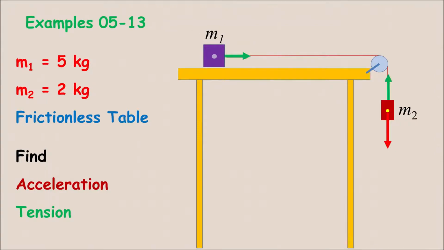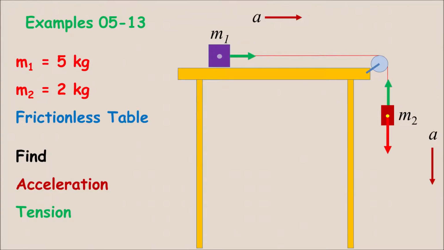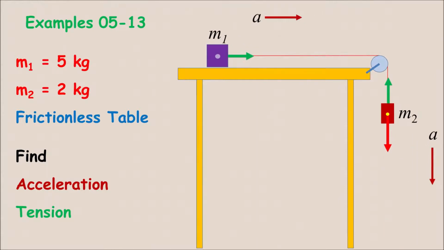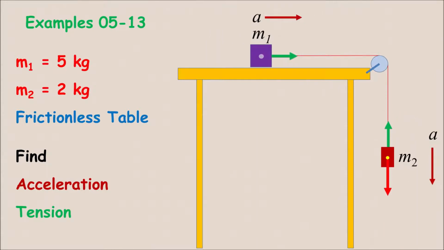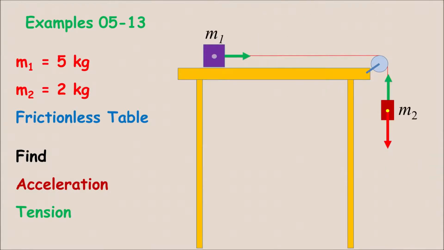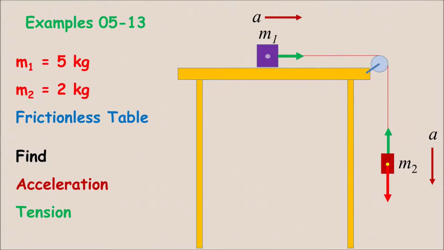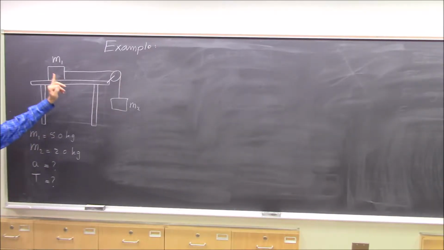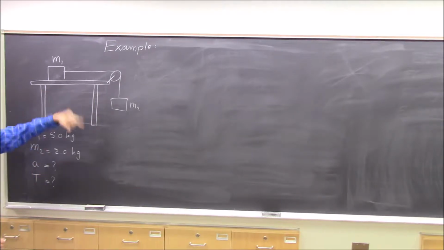Hi again. Here we have another example where M1 of 5 kg on a frictionless table is connected to M2 of 2 kg by a massless string over a massless and frictionless pulley. We would like to find the acceleration of the masses and the tension in the string. We have M1 5 kg, M2 2 kg, and we want to find the acceleration of the system.